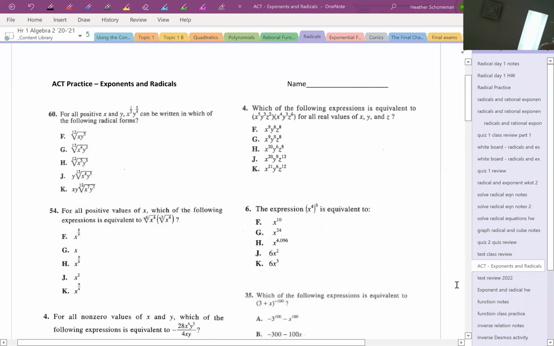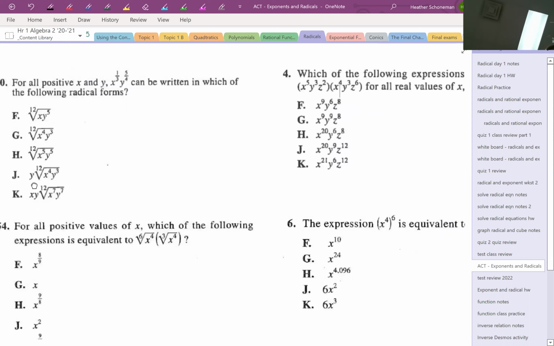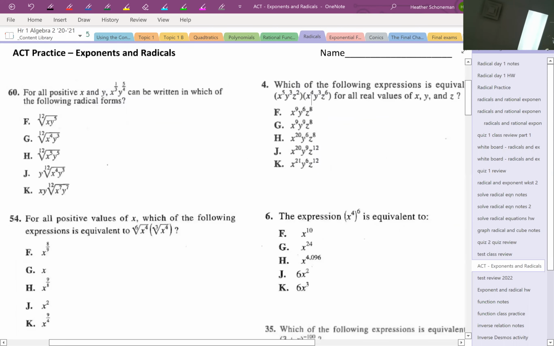Okay, this video is a practice for those of you that are taking the ACT and also a review of exponents and radicals for those that still need to take your test. So it combines both things in one. This first one feels a little overwhelming because we haven't done one like this, but let's just kind of break it down and see what we can figure out.